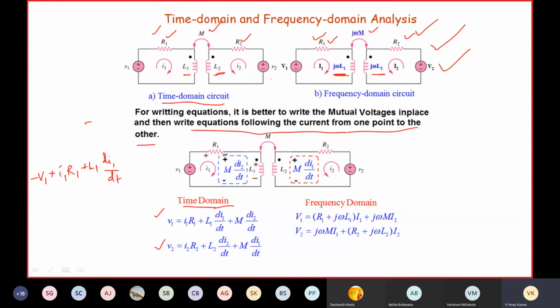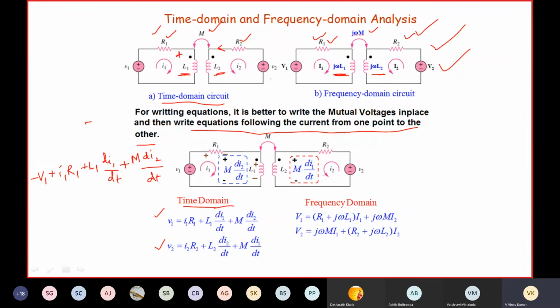As it is a coupled circuit, we should include the mutual induced voltage. So M di2 by dt. This could be positive or negative, right? Here I2 is entering the dotted terminal of coil 2, which means the mutual induced EMF in coil 1 would be positive at the dotted terminal. So the mutual induced EMF at the dotted terminal of coil 1 would be positive.